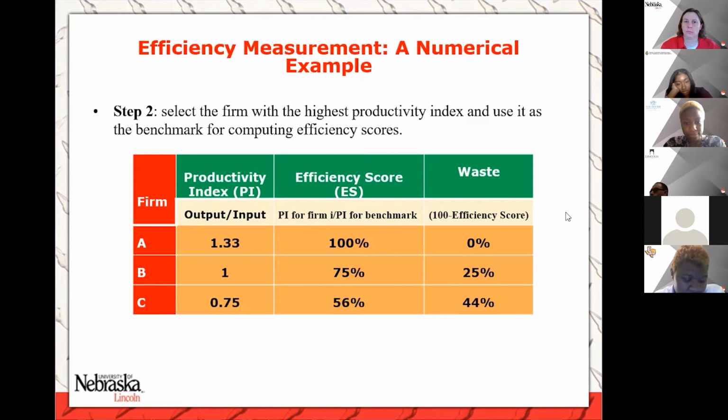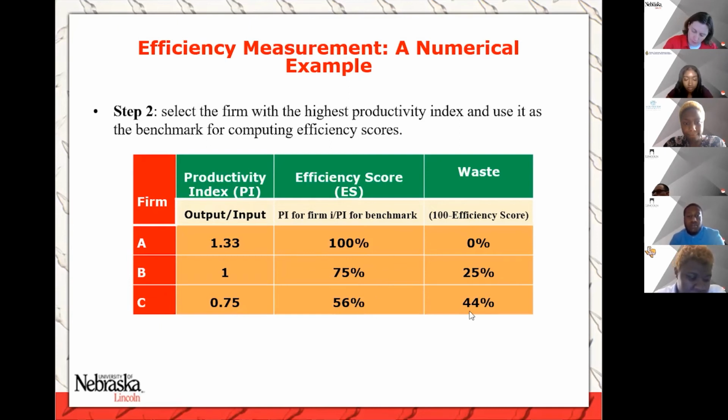And then you can compute waste. Waste is 100 minus the efficiency score. So for firm A, it is equal to 0, okay? Because 100 minus 100 is equal to 0%. Then for firm B, it's going to be 100 minus 75, which is 25%. And finally, for firm C, it's going to be 100 minus 56, which is 44%. So for example, for company B, the waste is 25%.